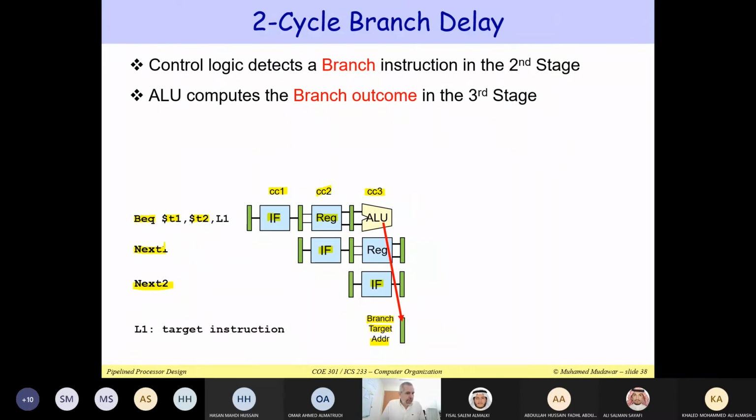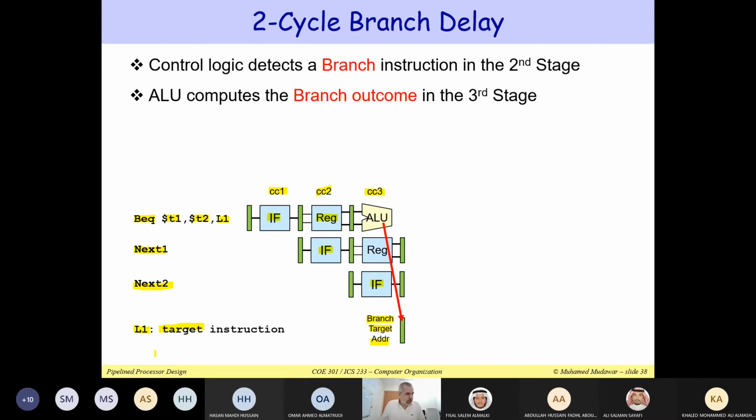These 2 instructions are not really supposed to be in the pipeline, because we are supposed to skip next 1 and next 2 and move directly to the target instruction at L1. That's what the pipeline is supposed to do. But next 1 and next 2 are in the pipeline. So how do we fix this problem? This is the meaning of the hazard.